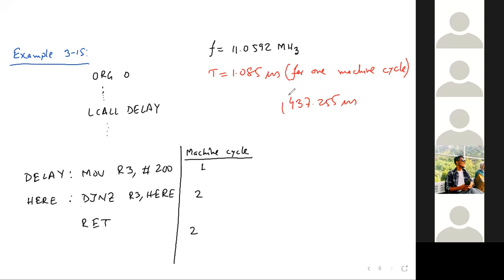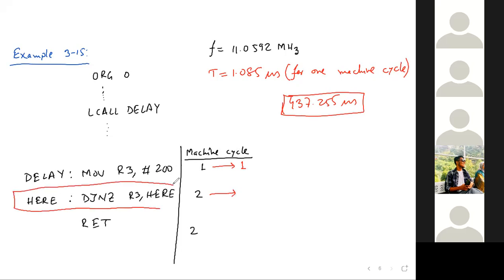How we found this answer is, look at this first line. Delay: move R3, 200. How many times will this line be executed? As of now, this line will be executed only once. So we'll have only one machine cycle. Now come over here, DJNZ R3. That means you will stay in this line for how many times?